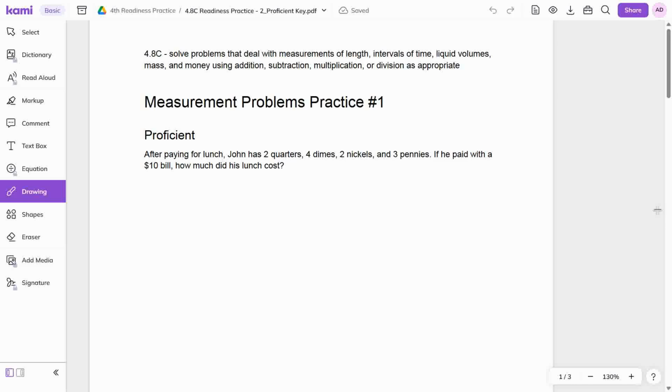Hello, and welcome to 5-Minute Math. Today we are looking at the fourth grade concept of measurement problems. This is Readiness Practice 4.8c, the Proficient version.